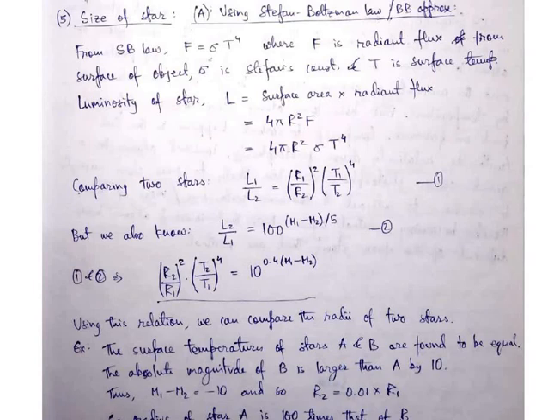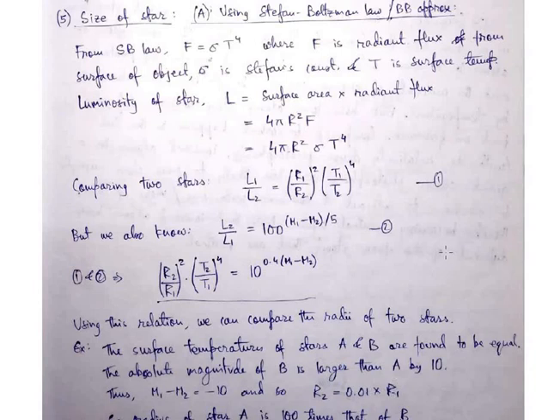Let me give you an example here. Suppose the surface temperatures of stars A and B are found to be equal, and the absolute magnitude of B is larger than that of A by 10. Then we already have this relationship, m1 minus m2 is minus 10, and so using this relationship we will obtain that R2 is equal to 0.01 times R1. So this means that the radius of star A is 100 times that of star B.